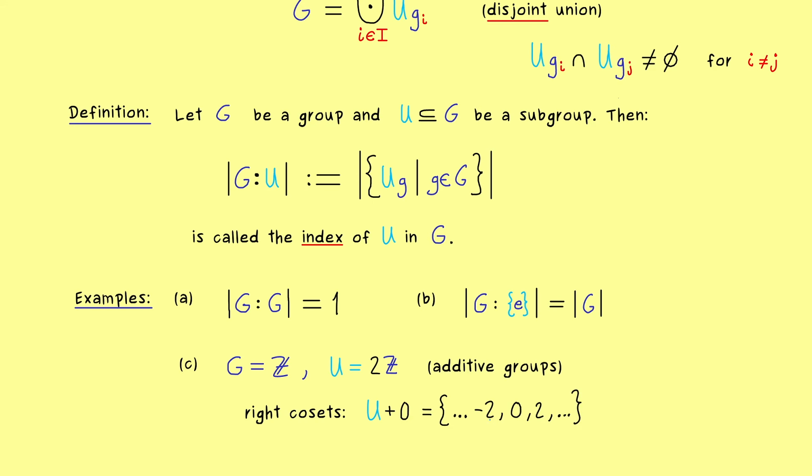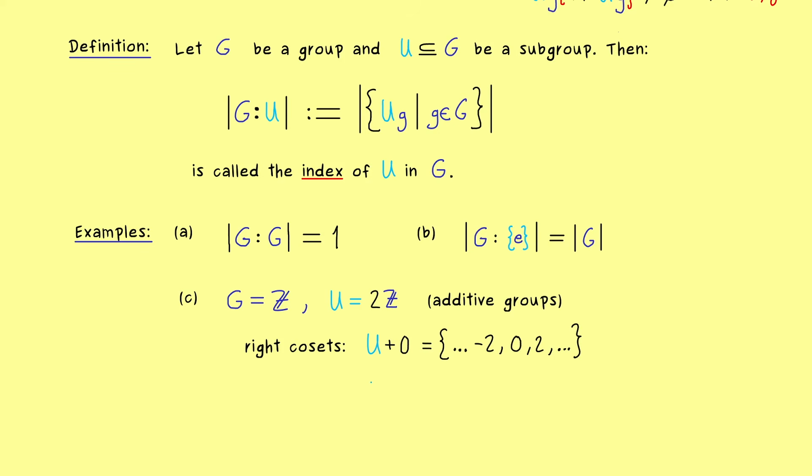And on the other hand, we can also look at the right coset written as U plus 1. This shifts everything by 1, so we get the odd integers. Therefore, in combination, we already have the whole group G here. And this tells us that we have all the right cosets and the index of our subgroup U is equal to 2.